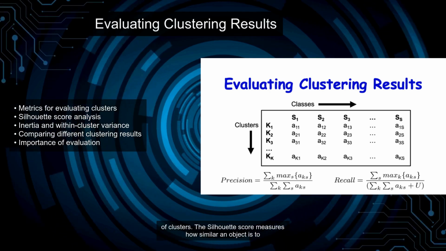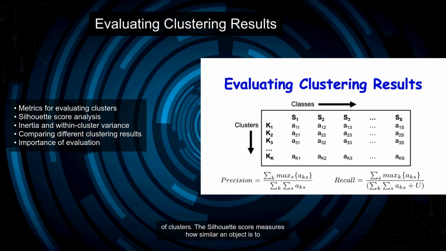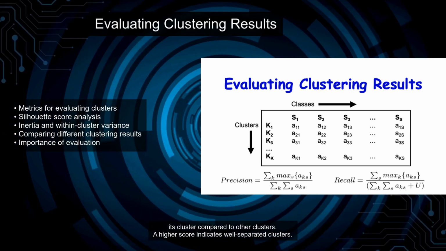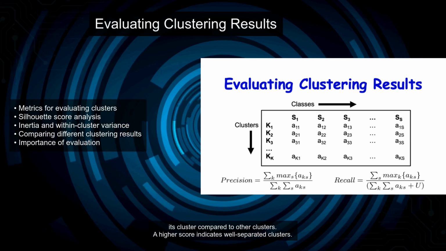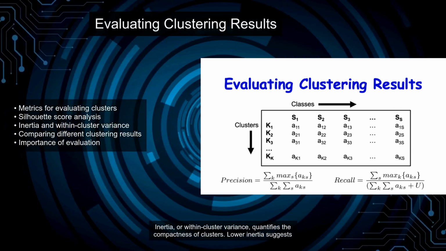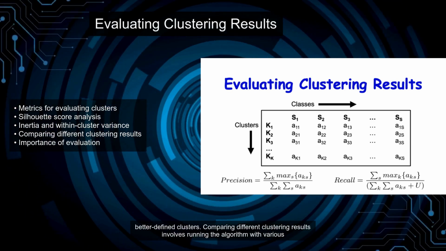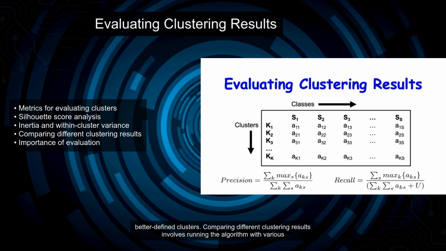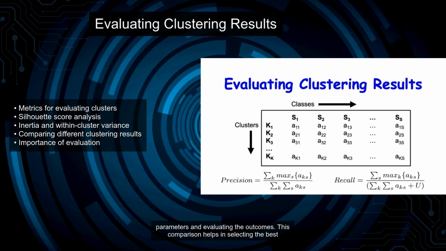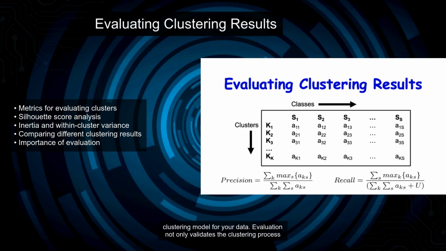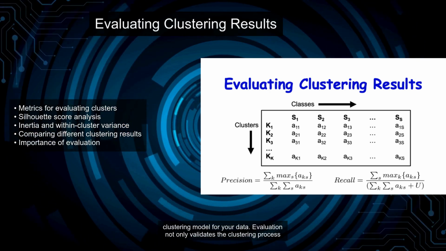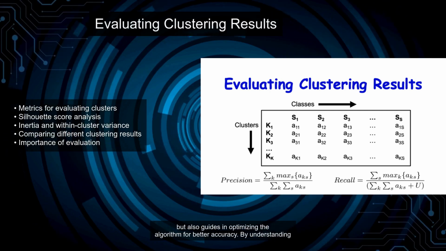The silhouette score measures how similar an object is to its cluster compared to other clusters. A higher score indicates well-separated clusters. Inertia, or within-cluster variance, quantifies the compactness of clusters. Lower inertia suggests better-defined clusters. Comparing different clustering results involves running the algorithm with various parameters and evaluating the outcomes. This comparison helps in selecting the best clustering model for your data.